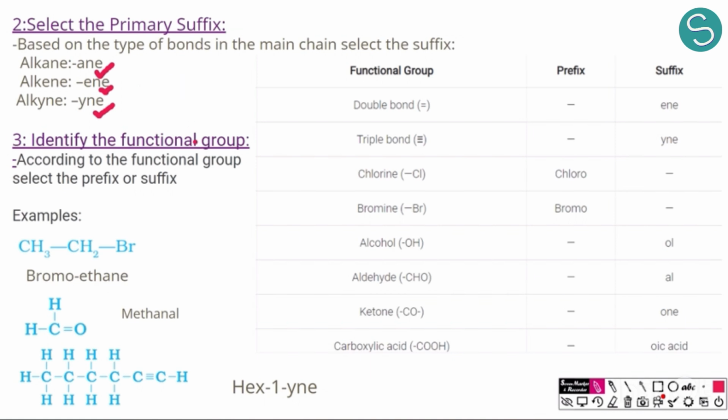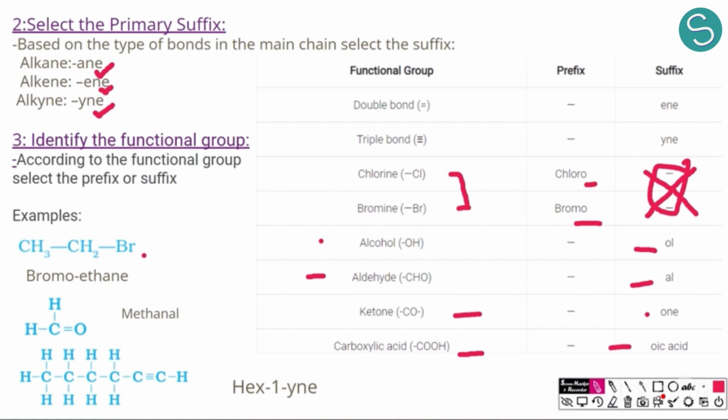If the functional group is alcohol, we'll use the suffix -ol. If the functional group is aldehyde, we'll use -al. For ketones, I have told you we use -one. For carboxylic acids, I have told you that we use oic acid. Double bond, triple bond we have already discussed. For chlorine, bromine and other halogens, we do not use suffixes. We use prefixes for that. We do not use suffixes, we use prefixes like chloro and bromo.